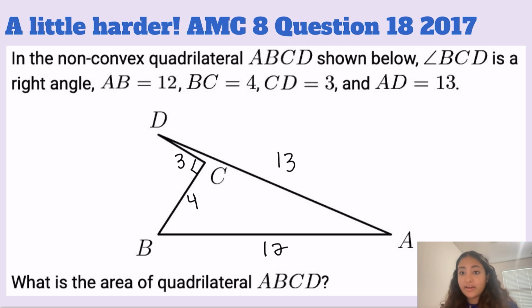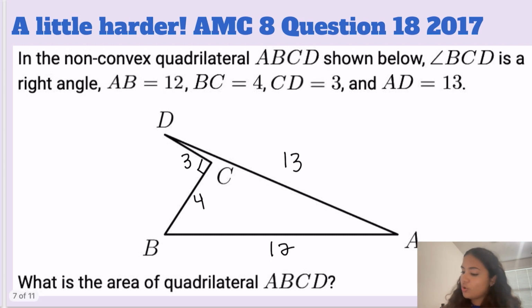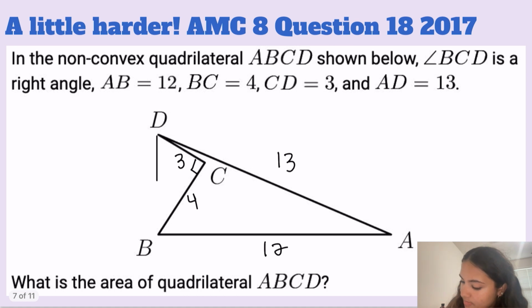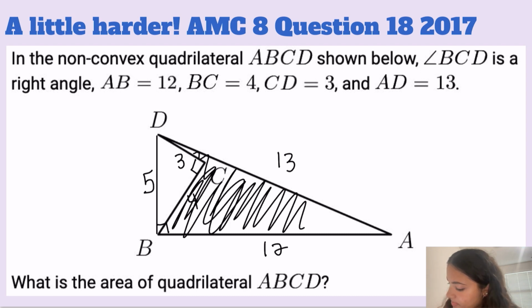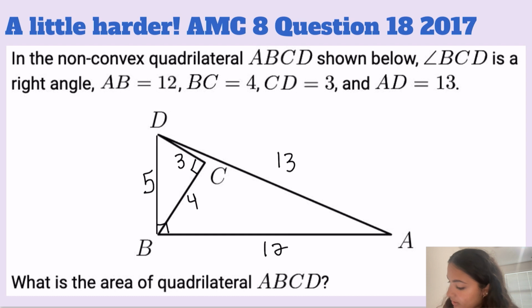So that should make us think of a 3, 4, 5 triangle. If we draw D to B, we've actually formed a 3, 4, 5 right triangle with BD equal to 5. Now we can see that we formed a larger right triangle, 5, 12, 13. Because we want to find this area, we can find the area of the whole triangle and subtract the smaller triangle, which would get us the area of quadrilateral ABCD.